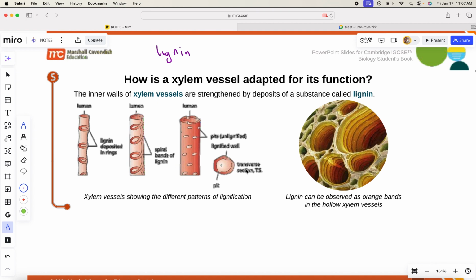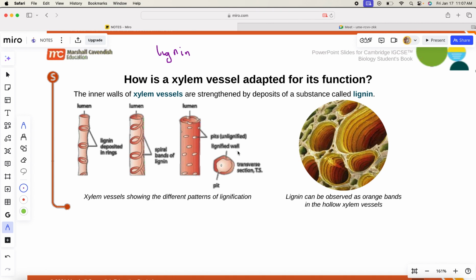Now here is the transverse section of the lignin. Okay, now these are called pits. The unlignified parts are called the pits. So you must remember pits, P-I-T-S, pits. They are the unlignified part. We have the unlignified, these ones, they are the pits, and you have the lignin, which is the lignified part. Okay?